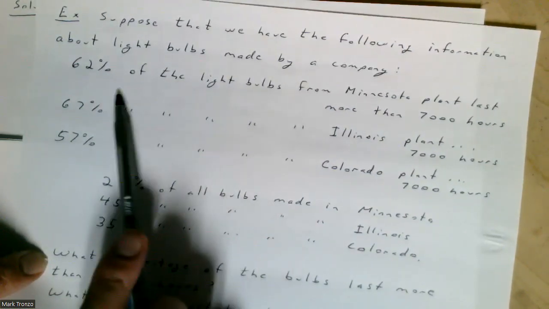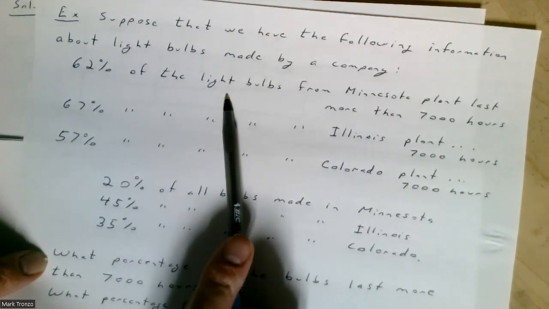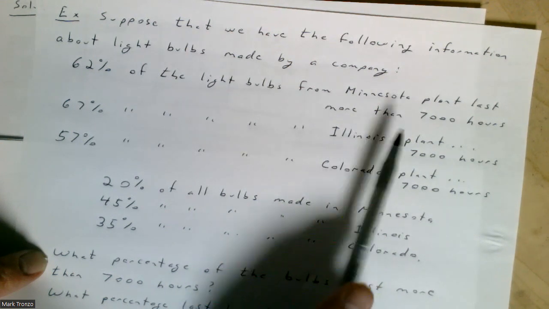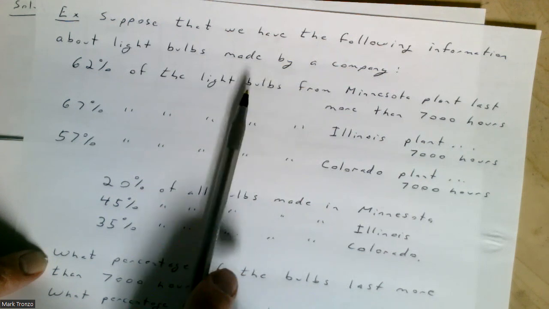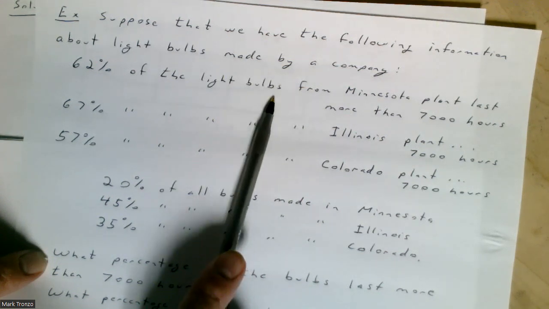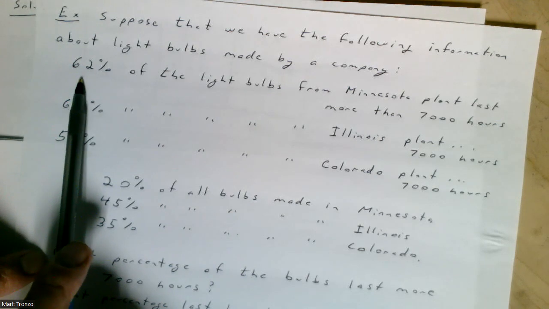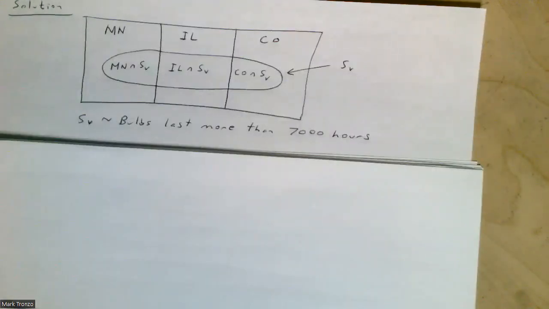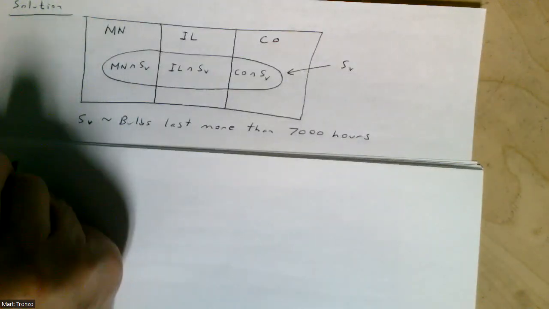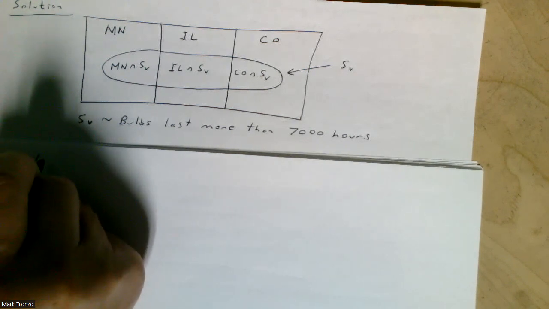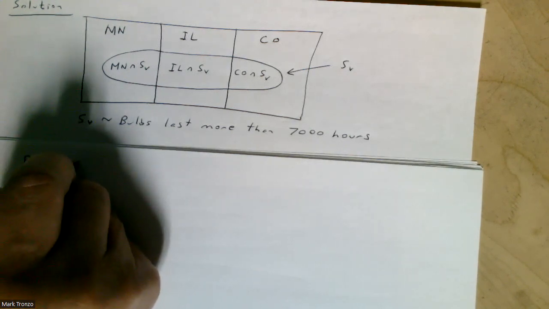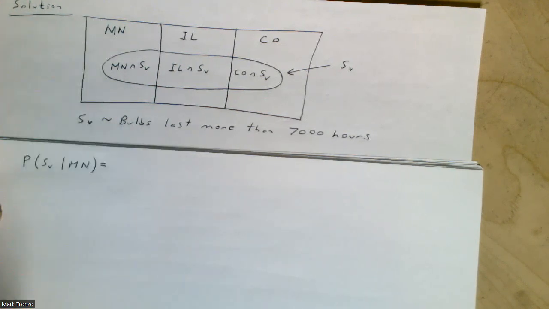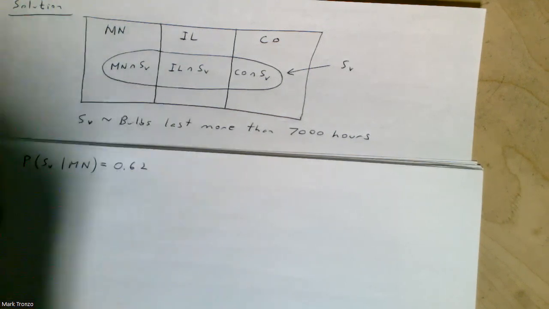So this one here says 62% of the bulbs from Minnesota last more than 7,000 hours. What that's really saying is that given that the bulb is from Minnesota, the probability that it'll last more than 7,000 hours is going to be 0.62. So let's write that down. The probability, given that the bulb is from Minnesota, of lasting more than 7,000 hours is 0.62.